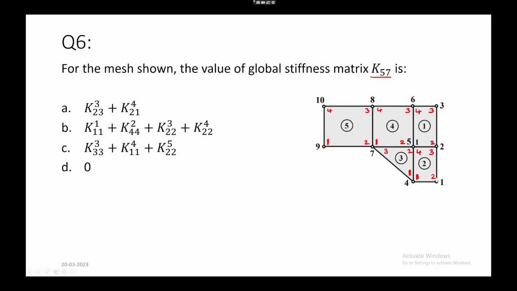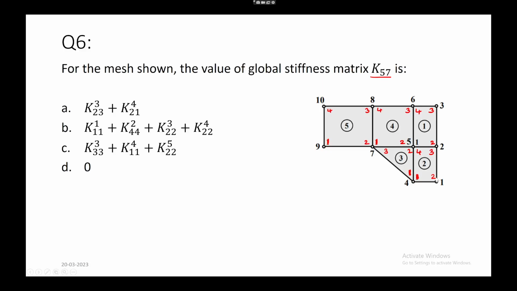So till now we saw how to get the global stiffness matrix element by element wise, component wise. Now we will try to do it for the whole. First of all we will do the assembly, and then we will calculate the values of the global stiffness matrix. So this is my element 1, and this is my element 2.